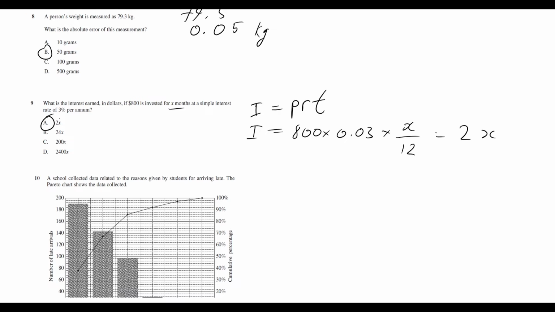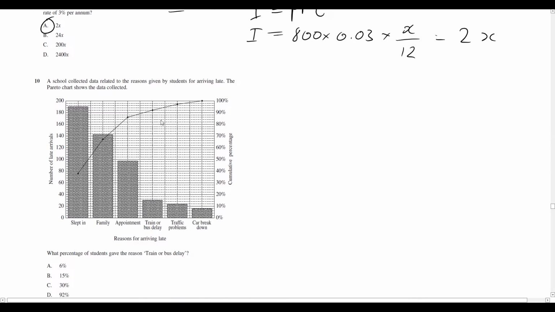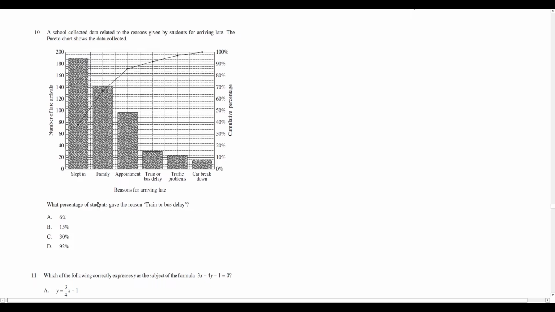Alrighty. So, part 10. A school collected data related to reasons given by students for arriving late. The Pareto chart below shows the data collected. So it asks us what percentage of students gave the reason train or bus delay. So first we want to identify where that is. So that's in this column here.